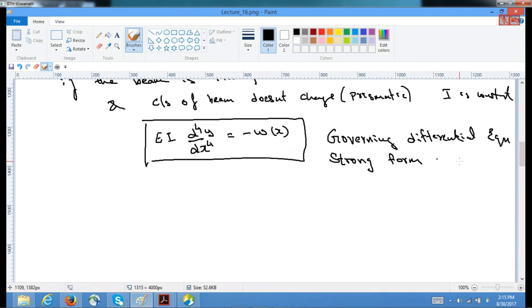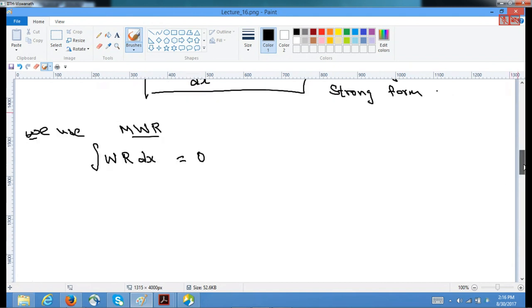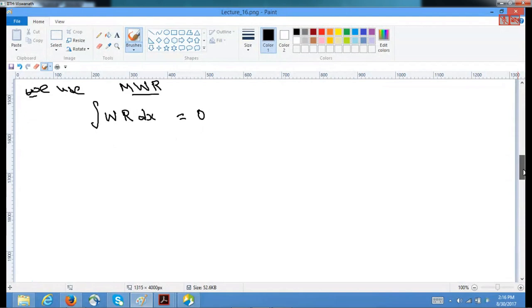of the beam equation. Okay, now we know that in order to solve through finite element, we cannot go with the strong form, we need a weak form. So for that, we use the method of weighted residual, that is, weight times residue is 0. So we use such a property. So here my weight W, I choose it to be v.